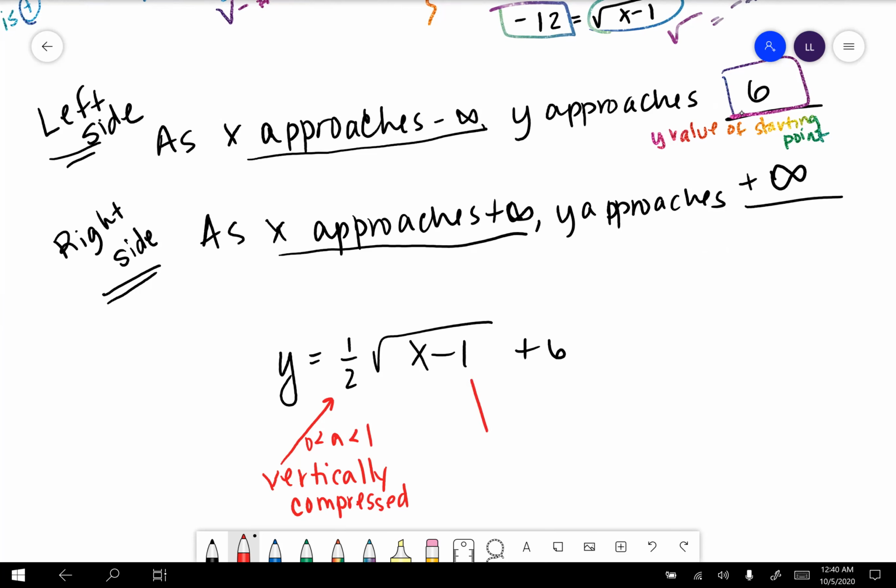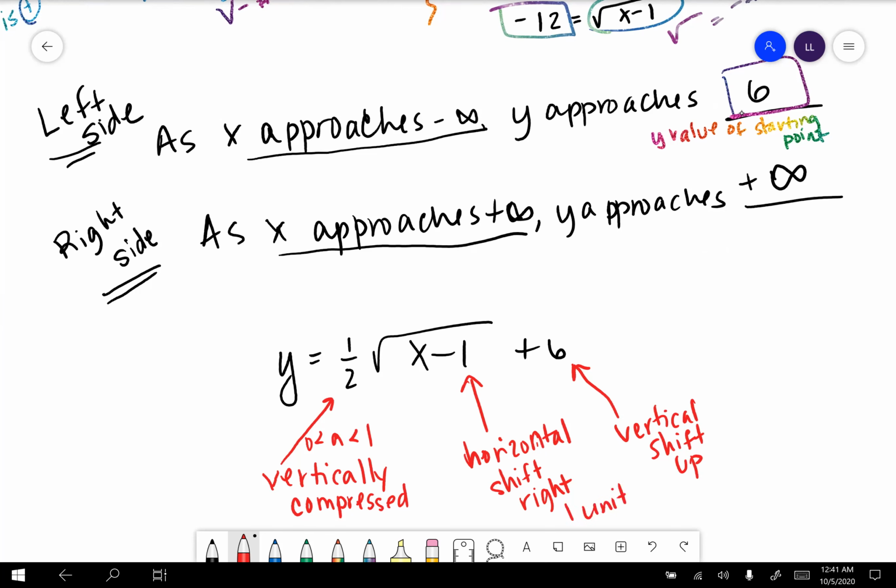Okay, this has been shifted to the right. This is the horizontal shift to the right. And then this is a vertical shift up. So to the right 1 unit and up 6 units.